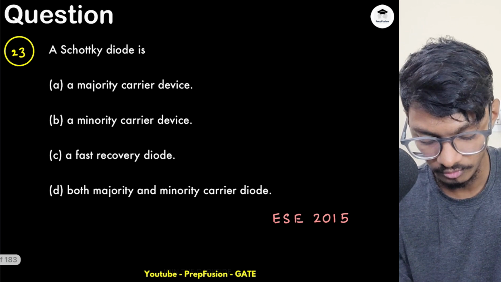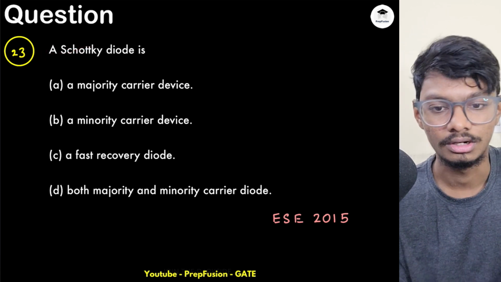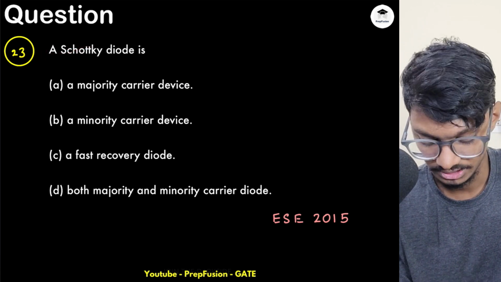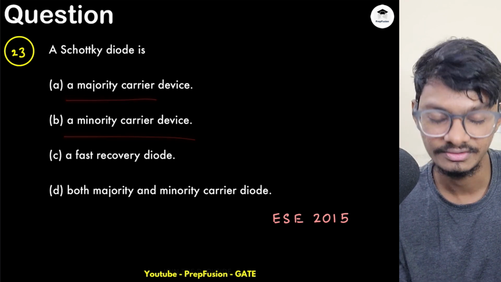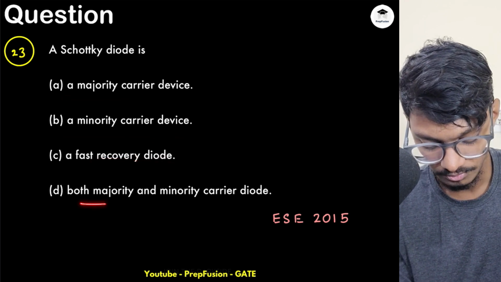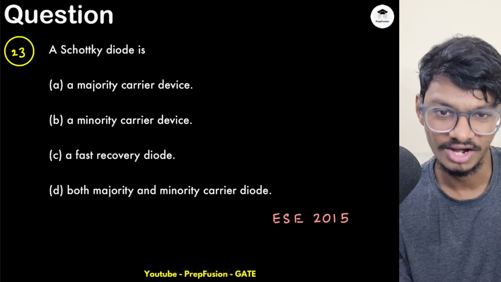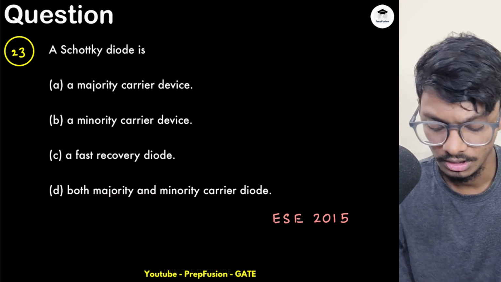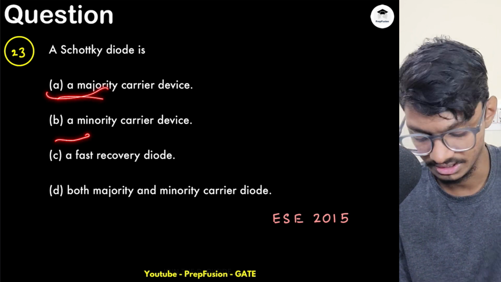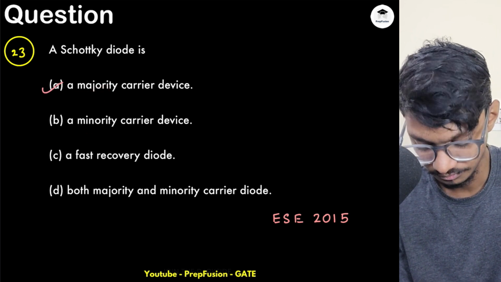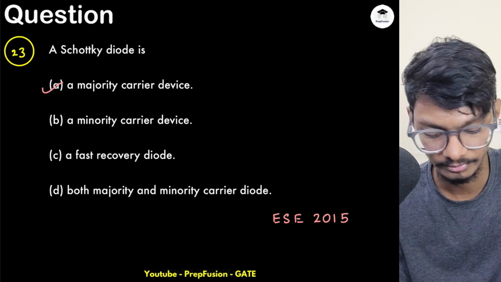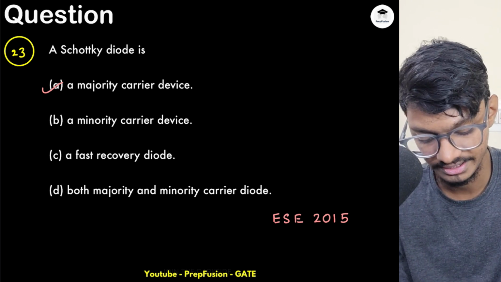Now Schottky diode, we have already studied about it. What type of device is a Schottky diode? A majority carrier device, a minority carrier device, a fast recovery diode, both majority and minority. Obviously both can't happen. A fast recovery diode, it is a fast diode, but recovery diode, I don't know. Majority or minority? It is a majority, right? Because there is no PN junction. If there is no PN junction, only one type of charge carriers will flow.